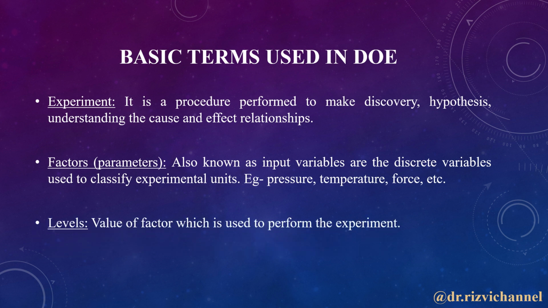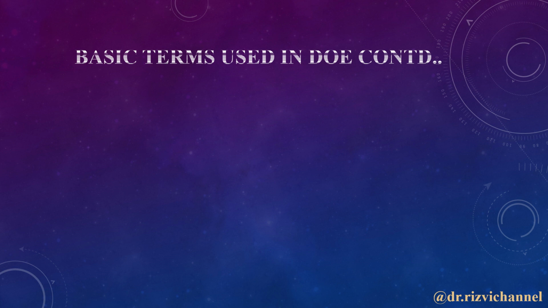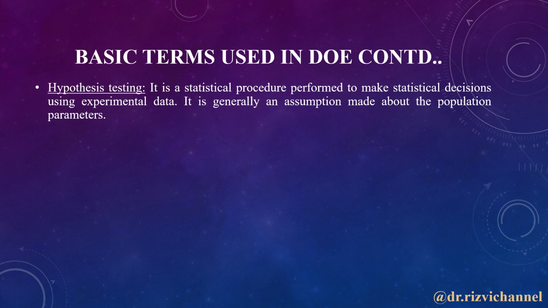Next is level. When the values of factors are varied, it is termed as level and it is used to perform the experiment. And the range is given as the maximum and the minimum extent of the level of each factor. Another basic term is hypothesis testing. It is the statistical procedure performed to make a statistical decision using experimental data. It is generally an assumption made about the population parameters.